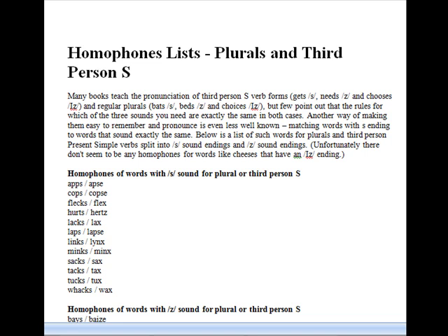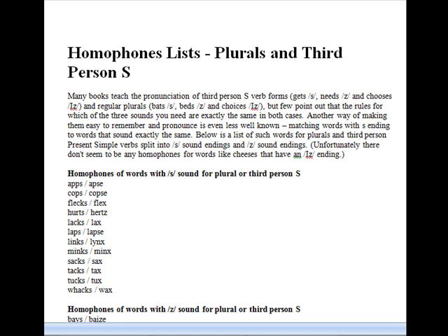Now, many books teach the pronunciation of third person S verb form, gets, needs, and chose, and regular plurals, bats, beds, and choices, but few point out that the rules for which of the three sounds you need are exactly the same in both cases.